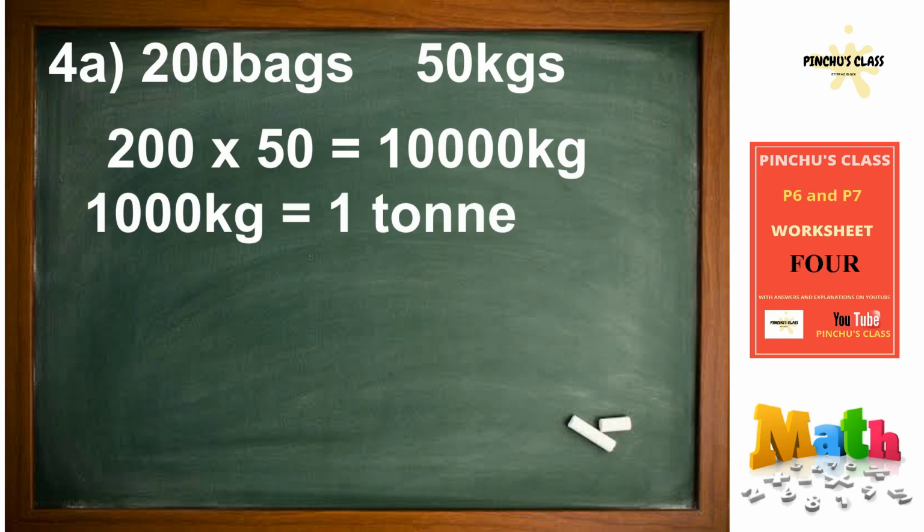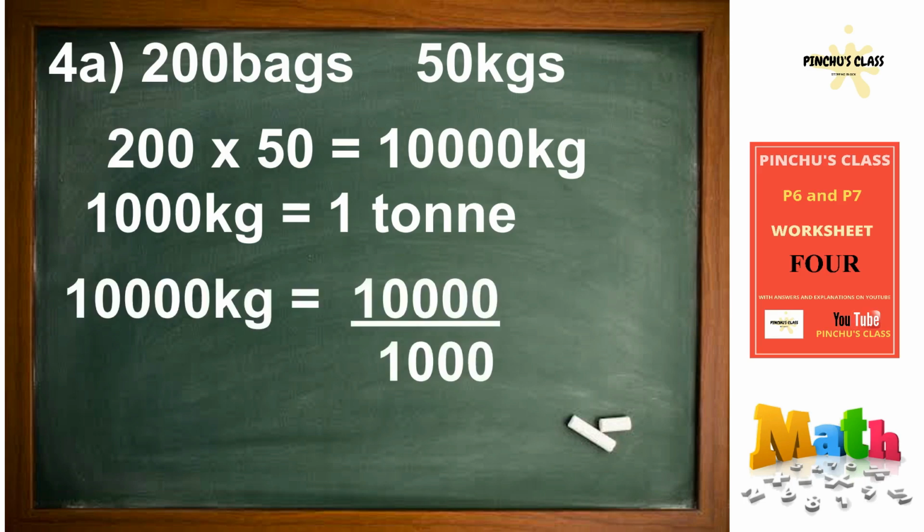Now you have to know that 1 ton has 1,000 kilograms. What about 10,000 kilograms? How many tons are there? So we're going to get 10,000 divided by 1,000, and that gives us 10 tons. Okay. After that, we go to part B.